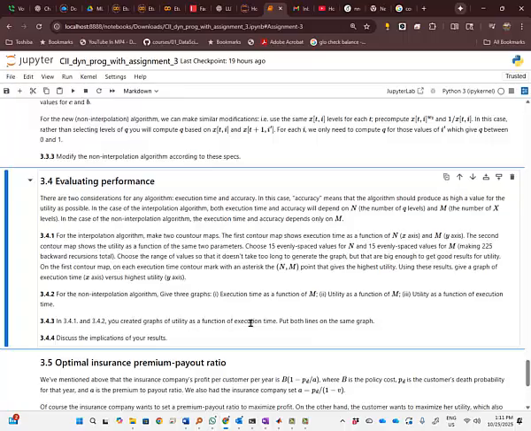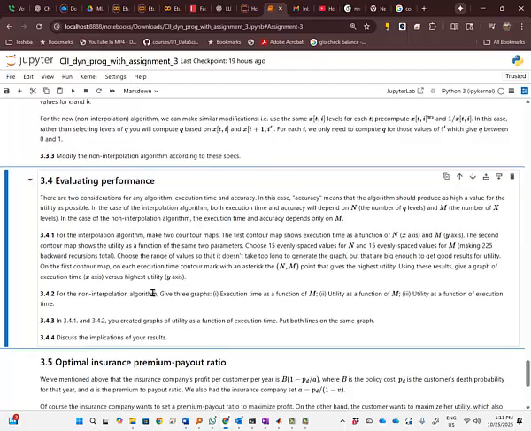So then you can plot these two lines on the same graph and then discuss the implication. You should be able to tell from these graphs which algorithm is better. Right? And so you need to understand what's going on here. So this discussion is important. Don't neglect this. You really need to explain what your results are showing.